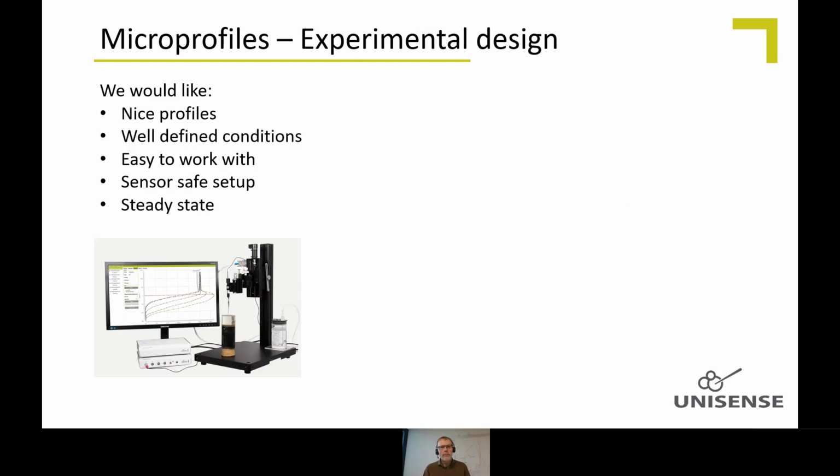So, to get nice profiles, that's always what we want. Profiles are nice because, in these dimensions, diffusion makes sure that they're always smooth gradients if you measure them right. So you need well-defined conditions. You need a setup that's easy to work with and safe for your sensors, so you don't break sensors by accident. And then steady state is an important part of this, and I'll get into that a few times.